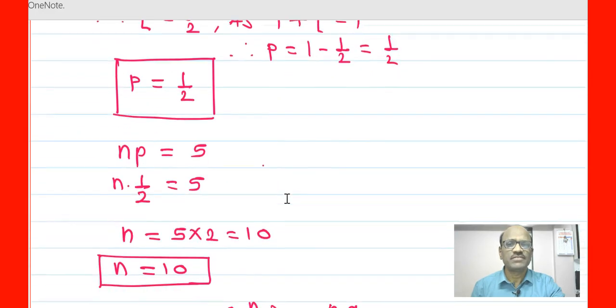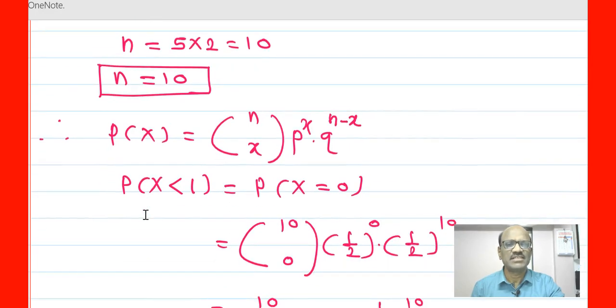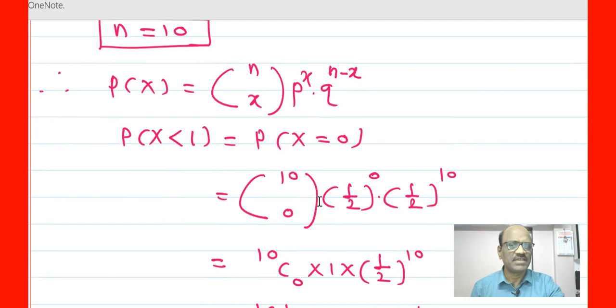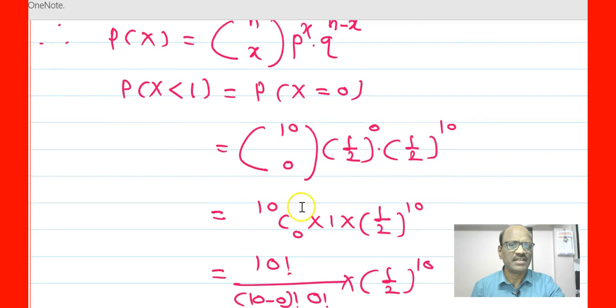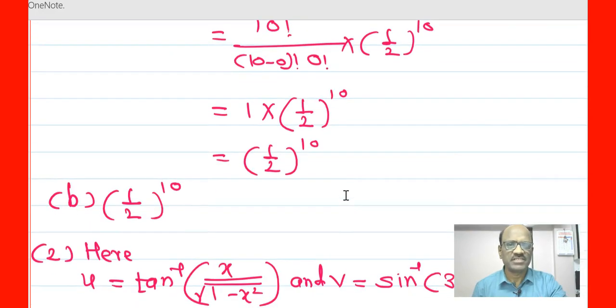Again, np is equal to 5. Substitute the value of p, that is 1 upon 2. Therefore, n is equal to 10. Again, the probability of x is equal to nCx, p raised to x, q raised to n minus x. But we want to find out the probability where x is strictly less than 1. Therefore, x is equal to 0. Replace x by 0 and n by 10, and you will get 10C0 into 1 upon 2 raised to 0, which is 1, into 1 upon 2 raised to 10. After the calculation, you get the value 1 upon 2 raised to 10, and hence option B is the correct one.